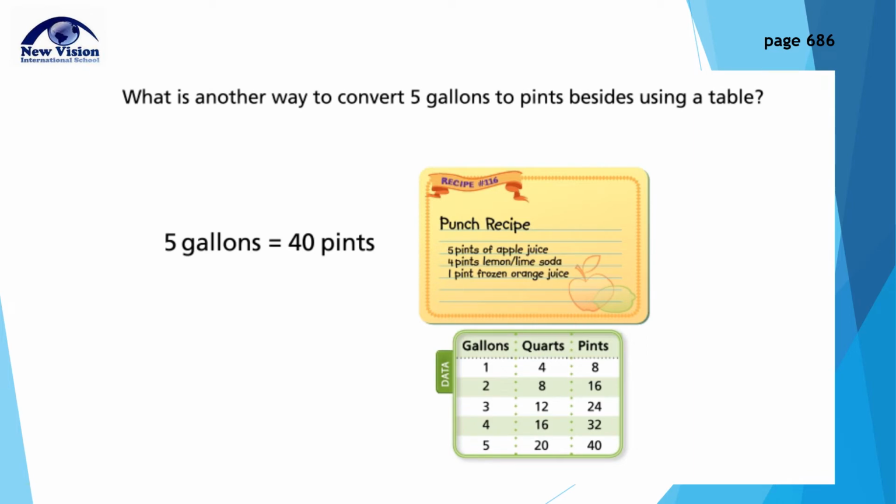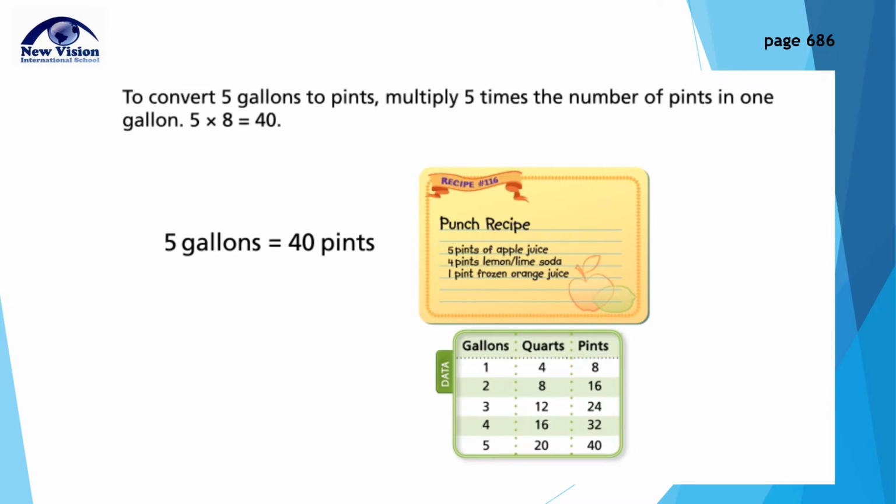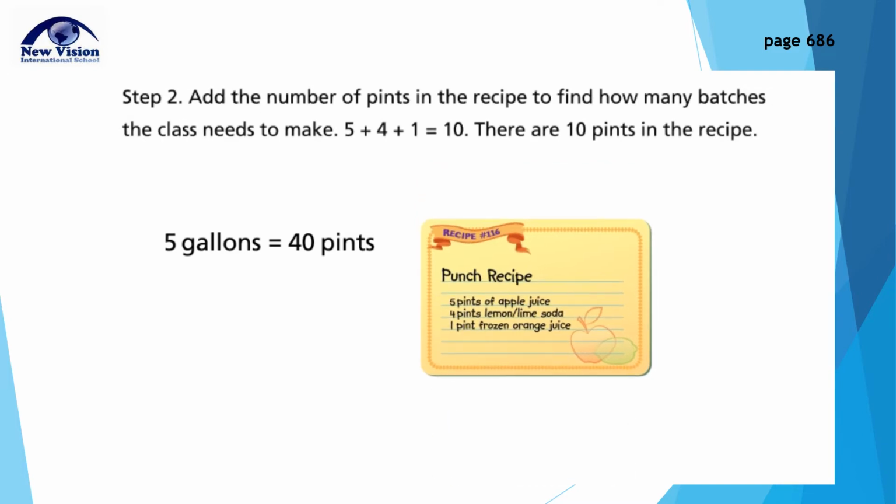What is another way to convert 5 gallons to pints besides using a table? To convert 5 gallons to pints, multiply 5 times the number of pints in 1 gallon. 5 times 8 equals 40. Step 2. Add the number of pints in the recipe to find how many batches the class needs to make. 5 plus 4 plus 1 equals 10. There are 10 pints in the recipe.